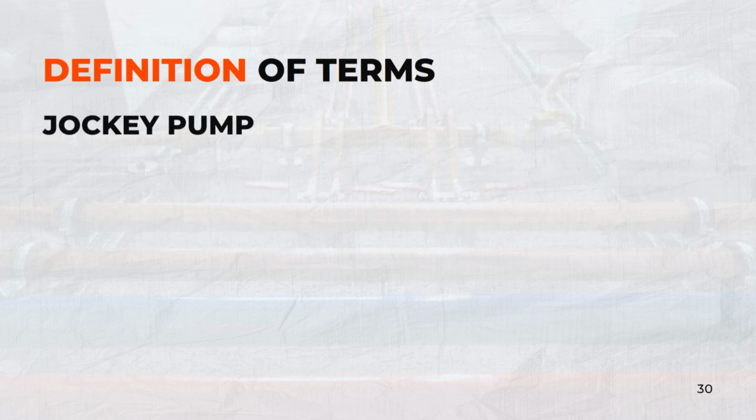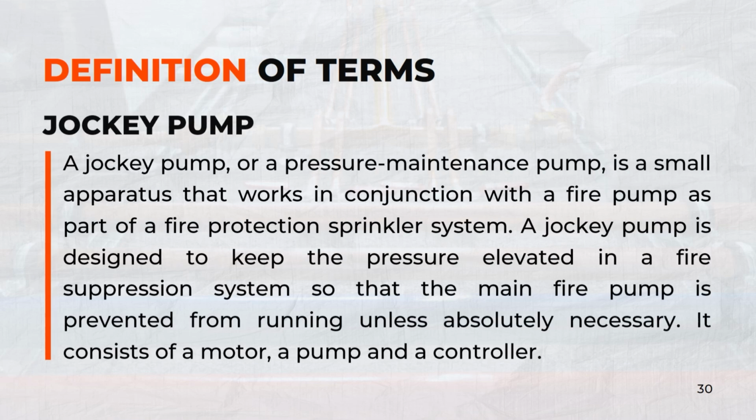Jockey pump. A jockey pump, or a pressure maintenance pump, is a small apparatus that works in conjunction with a fire pump as part of a fire protection sprinkler system. A jockey pump is designed to keep the pressure elevated in a fire suppression system so that the main fire pump is prevented from running unless absolutely necessary. It consists of a motor, a pump, and a controller.